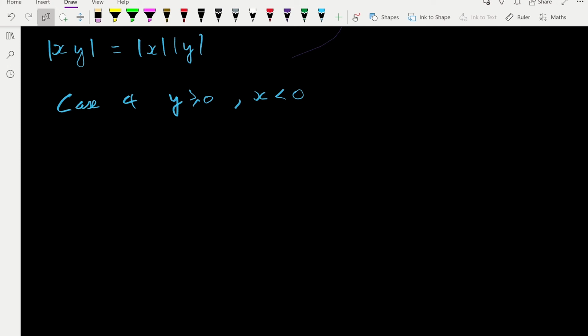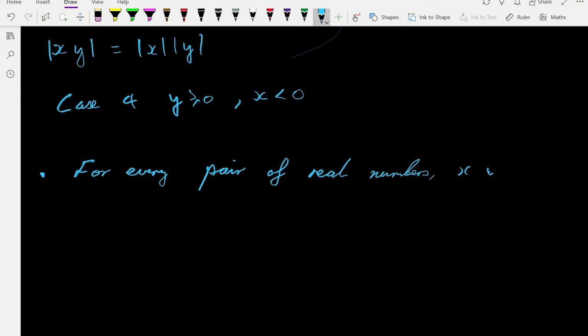Now, the last property that I want to mention in this video, this is the one that I won't prove. And this property says that for every pair of real numbers, let's give them a name, x and y, this is always the case.